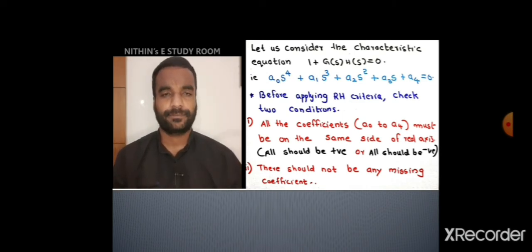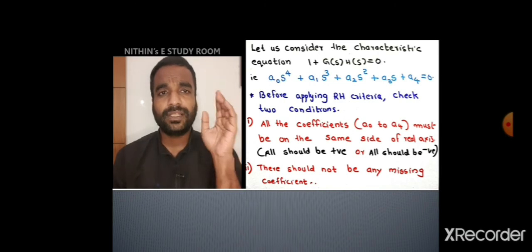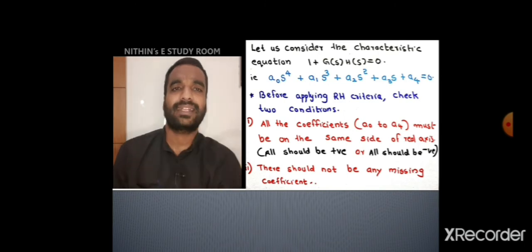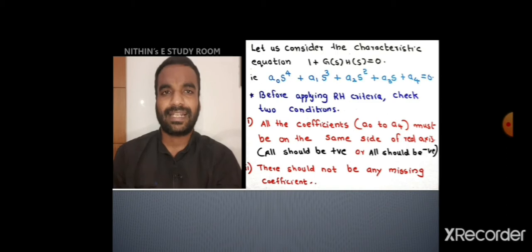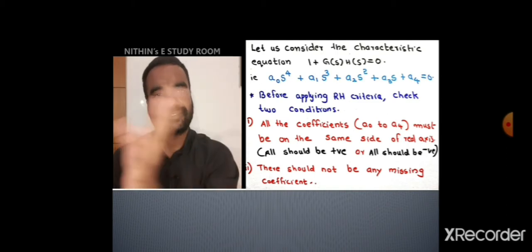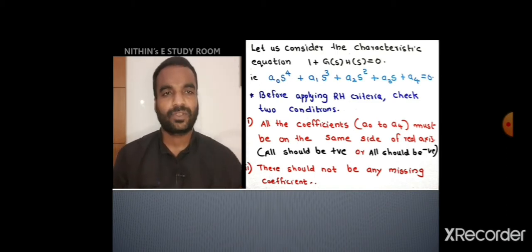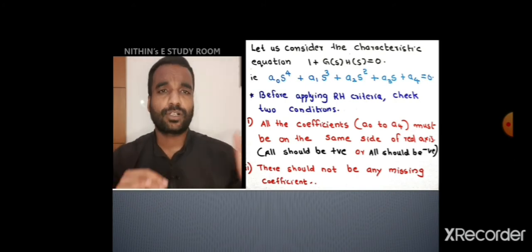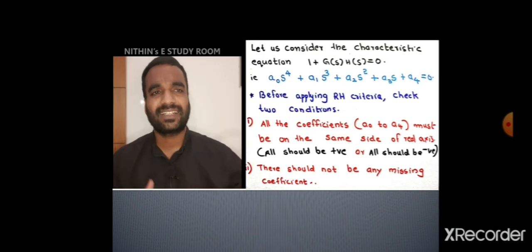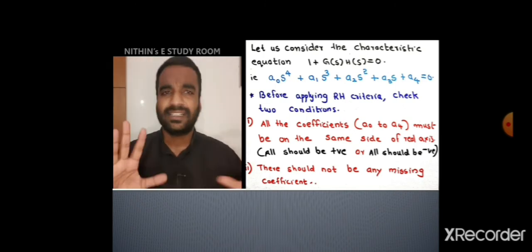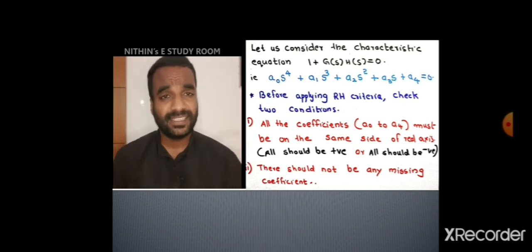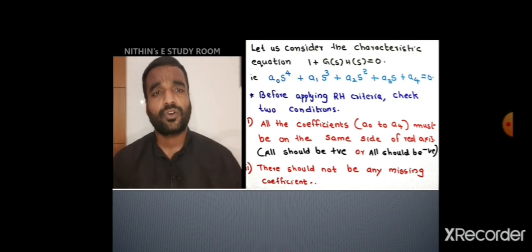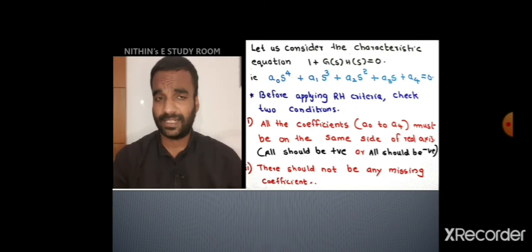That is our condition. If you are drawing a graph, all the coefficients should lie either on the right side of the real axis or on the left side of 0 on the real axis. All the coefficients should be either positive or negative. A mixture is not permitted. If A0 is positive, A1 is negative and A2 is back to positive, such a combination is not permitted. This is the first condition. All the coefficients must be on the same side of the real axis.